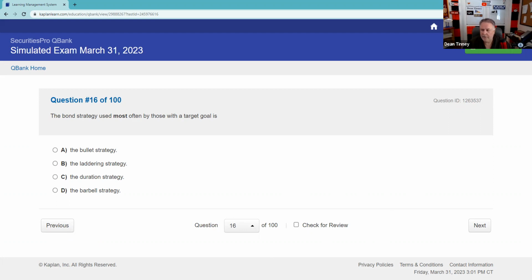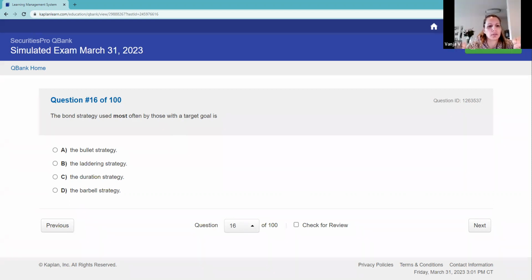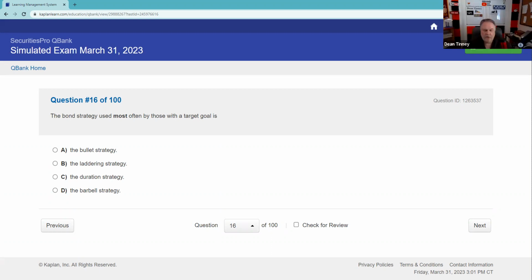The bond strategy most often associated with those with a target goal is: duration, barbell, laddering, bullet. I'm going to go with the duration. Well, duration isn't a strategy.